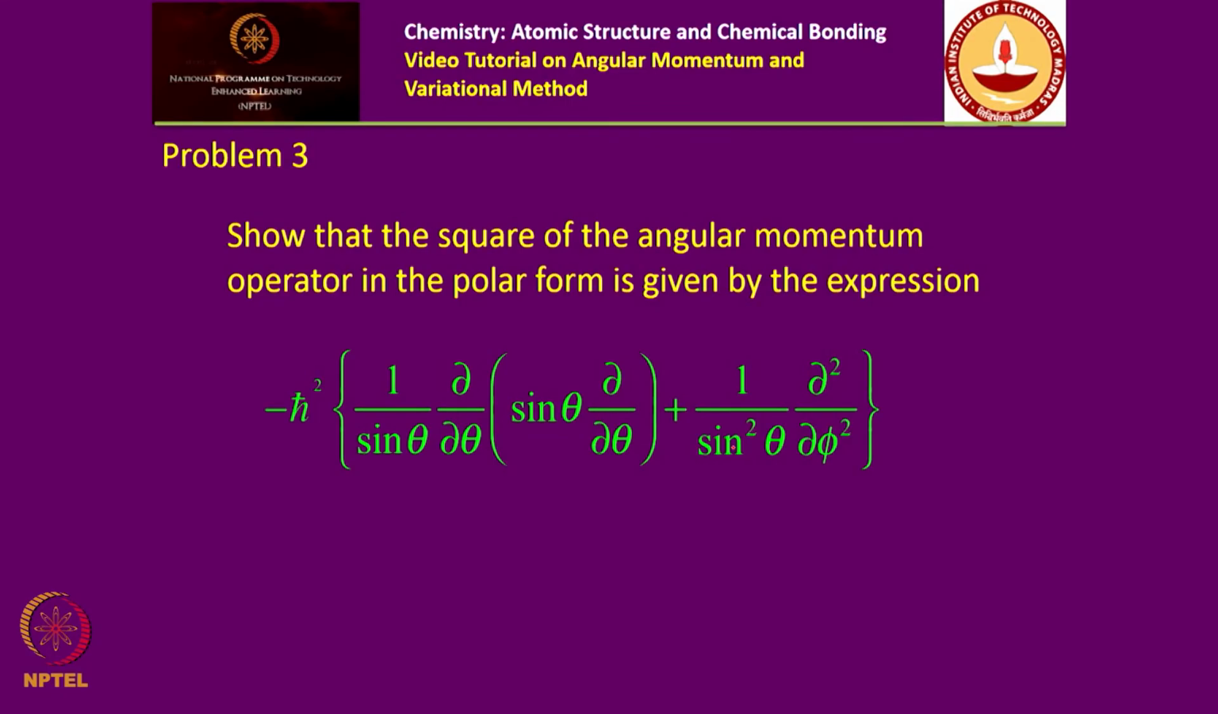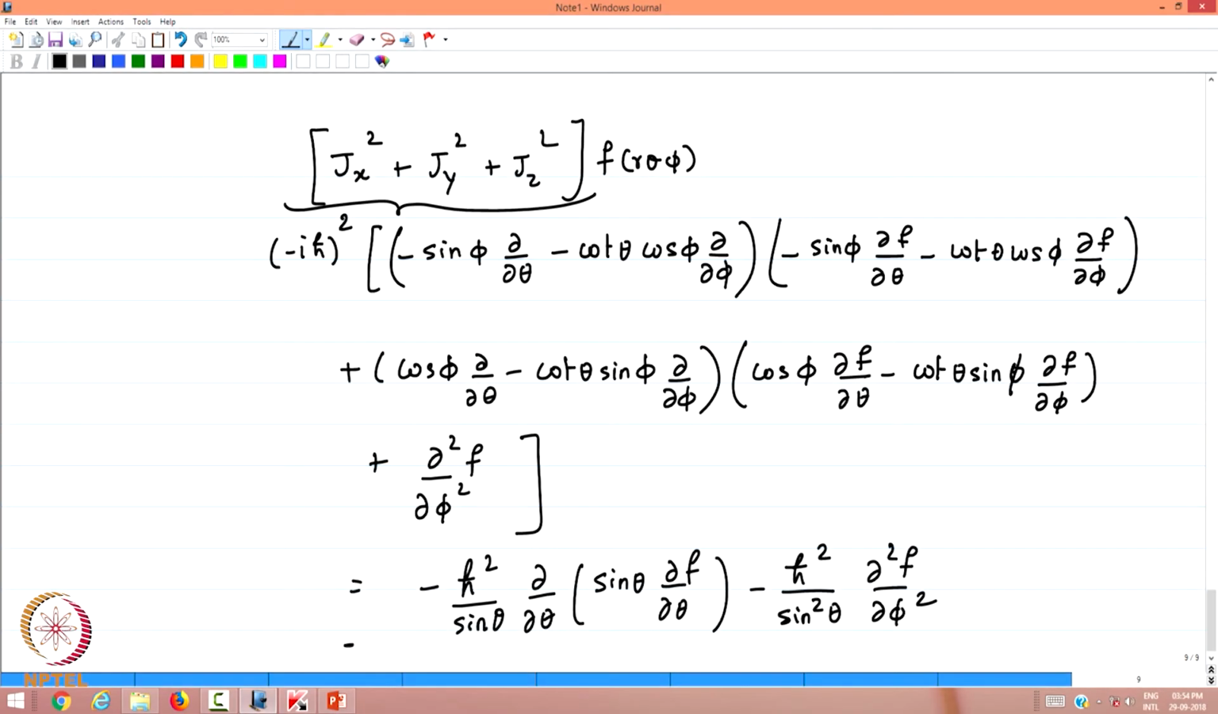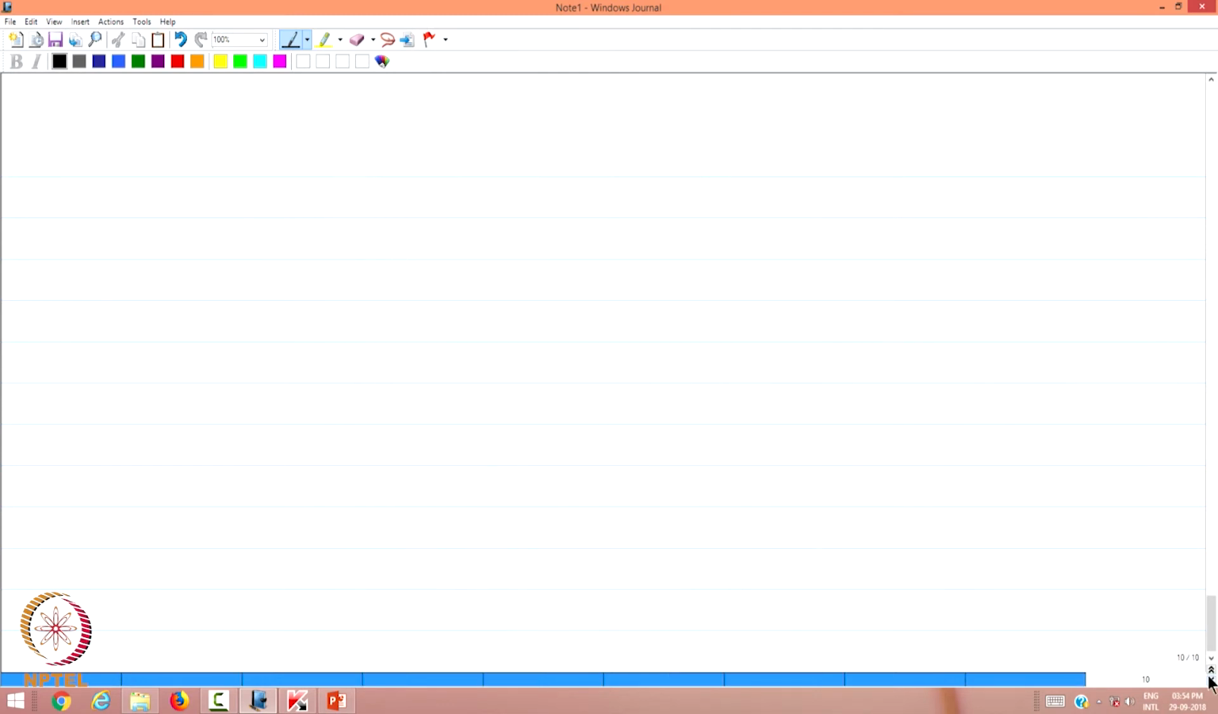I think that is what you have here: minus h bar square by sin theta dou by dou theta sin theta dou f, and then 1 by sin square theta with a minus h bar square. So, you get that. Again, it is a simple repeated application of these derivatives to each other and then simplifying algebraically.